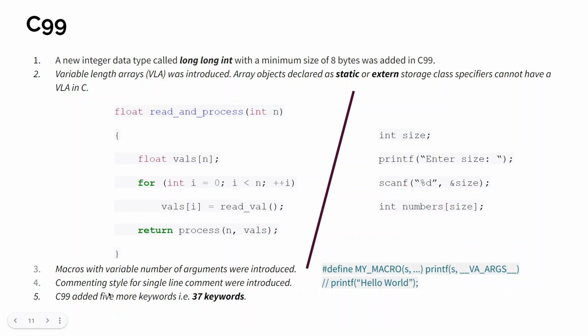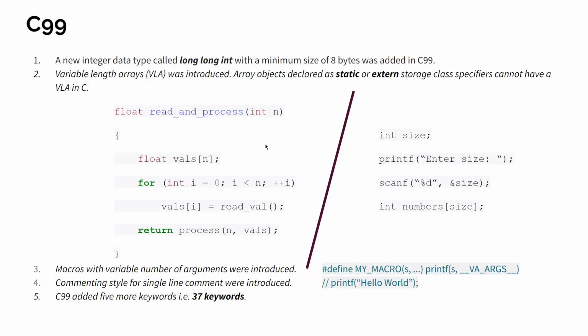And the next standard is C99. A new integer data type called long long int, with a minimum size of 8 bytes, was added in C99. This data type was not available before C99. And maybe the most complicated thing that was introduced in C99 is variable length arrays, or VLA. But array objects declared with static or external storage class specifiers cannot be VLAs in C. So what is a VLA? We will discuss this in more detail.